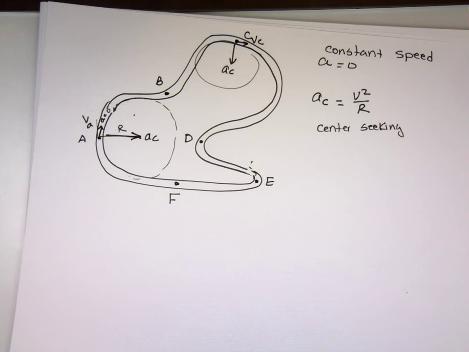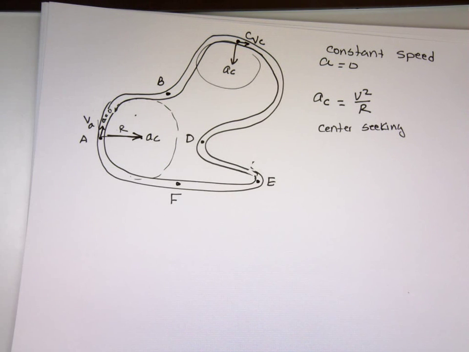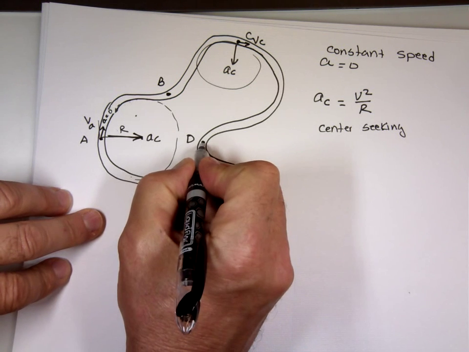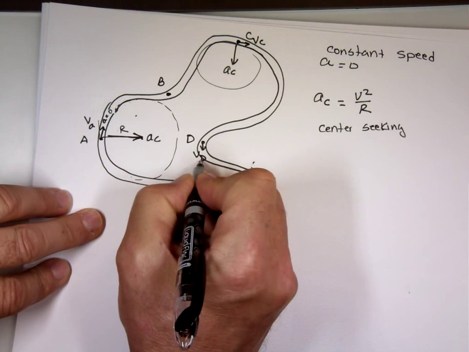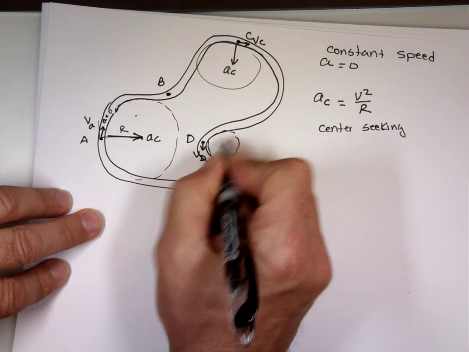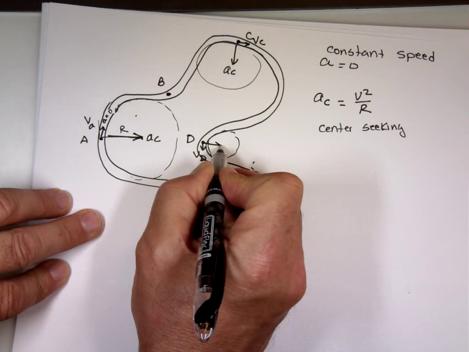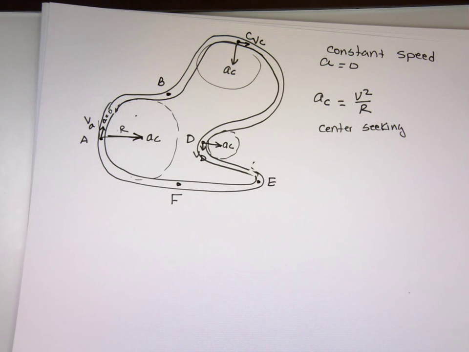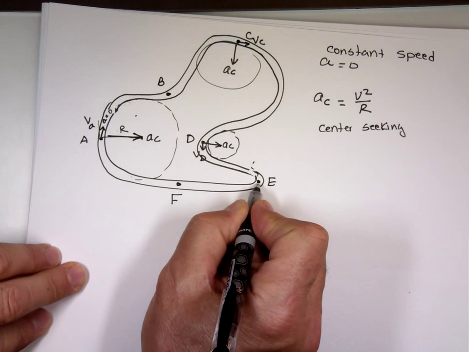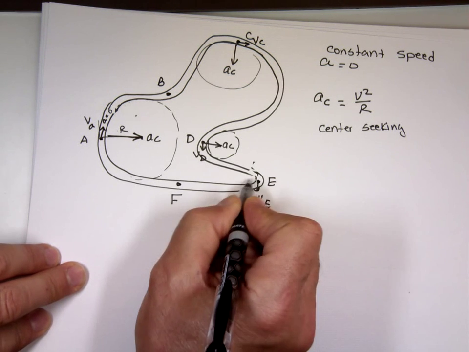Now, at point D, let's see what's happening. At point D, assume the car has a velocity in this direction, we'll call it VD. This is part of this circle, the radius here. So the centripetal acceleration will be pointing in this direction, perpendicular to that, toward the outside of the track. It's pointing to the right, to the outside of the track. This one here, we'll call the velocity VE. This will be toward the inside of the track. It's pointing toward that center.